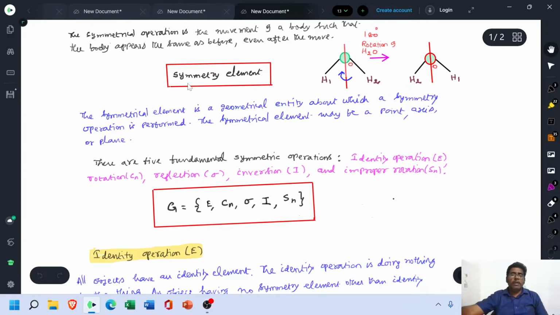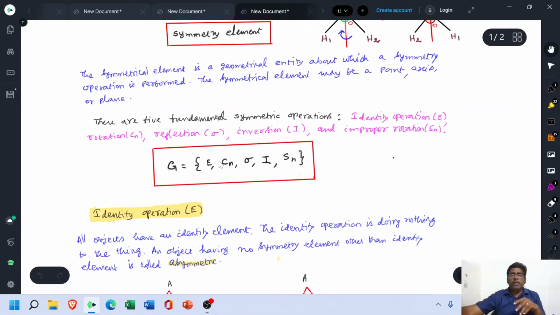Then the definition of symmetry element is given below. The symmetrical element is a geometrical entity about which a symmetry operation is carried out. The symmetrical element may be a point, axis or plane. In general, there are 5 fundamental symmetric operations. They are identity operation, rotation, reflection, inversion and improper rotation.